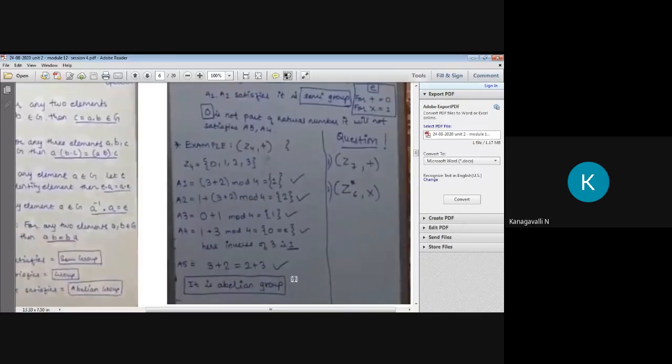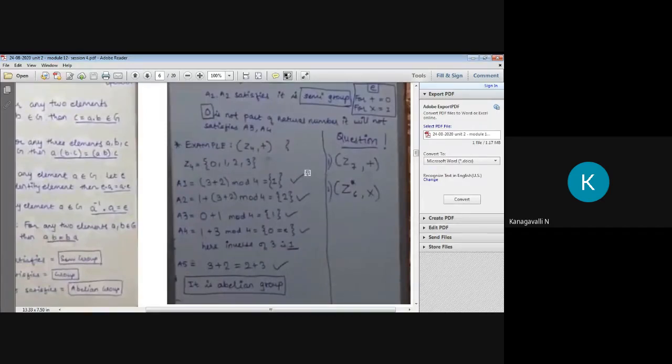Clear? Any doubt up to this? You have to check parallelly, then you can do everything. You have to check whether your integer is present in the group or not. If it is present in the group, then it satisfies the property. If it satisfies all of A1 to A5, it is an abelian group, right?